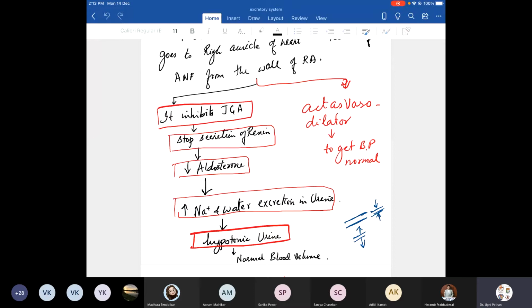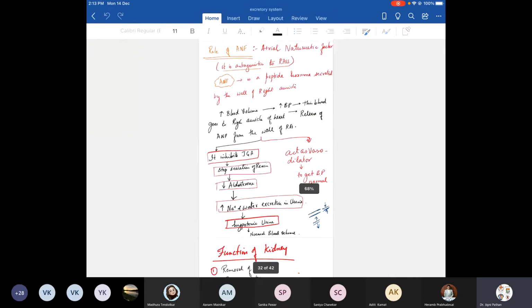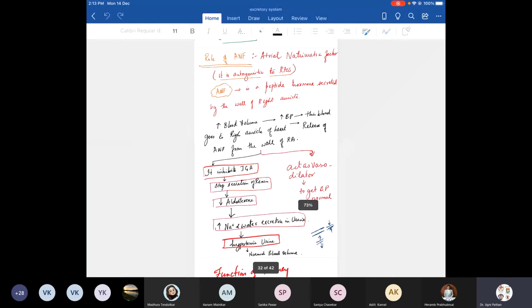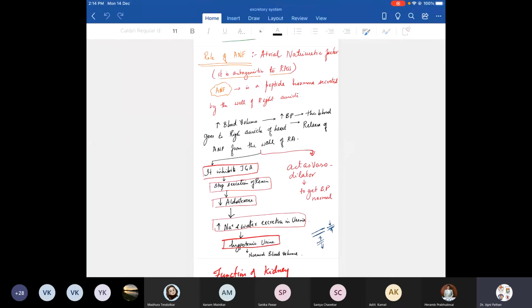On the other side, it acts as a vasodilator to bring the BP back to normal, because in RAS it was a vasoconstrictor. Now it is a vasodilator, which brings the BP back to normal. This is the antagonistic role of RAS and ANF. Did you get the point? To understand ANF, you have to be very clear with RAS. Please remember this. Please write down.